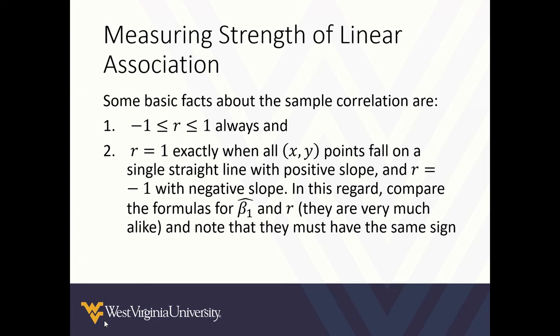1, this statistic must be between the bounds of -1 to +1. If R is exactly +1, then all of our xy points fall on a single straight line with a positive slope. If R is -1, then all the points fall on a single straight line with a negative slope. And so one way we can indicate the slope of the line is by calculating our beta 1 hat formula, as their slopes, or their signs, I should say, will be the same.